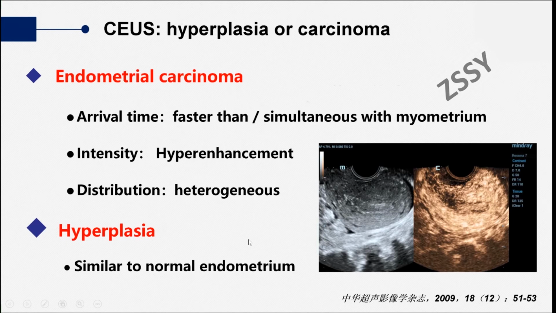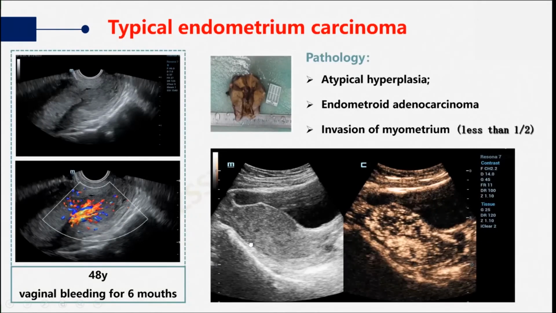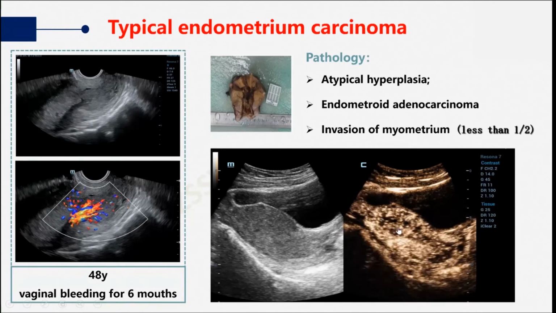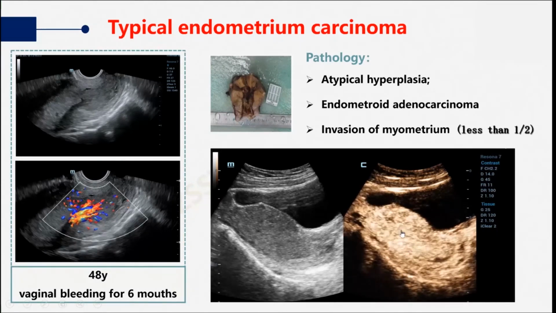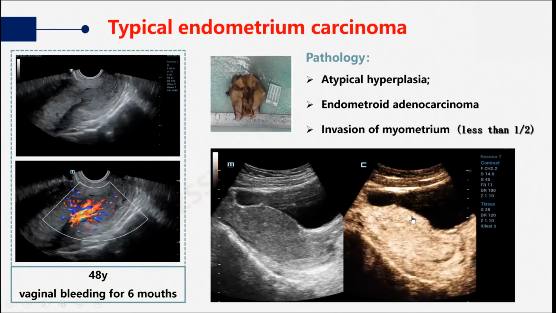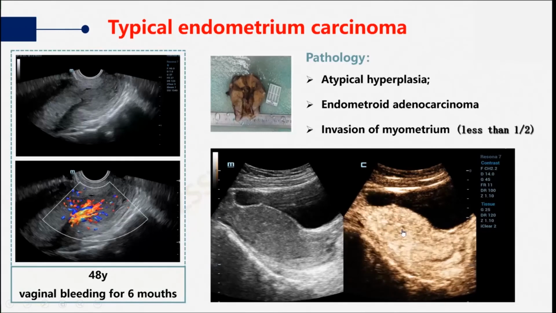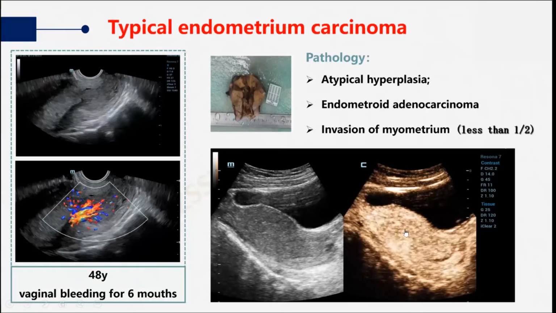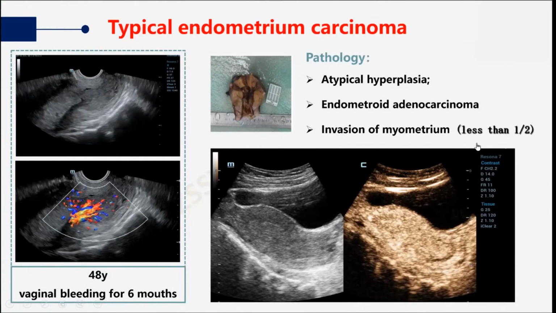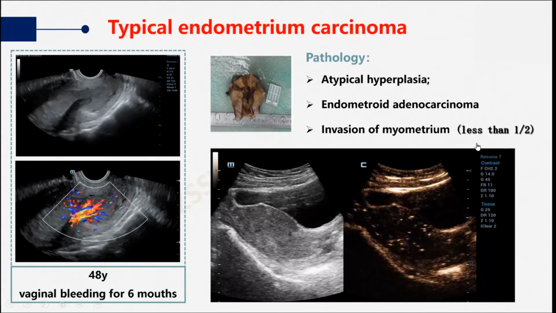Here is a typical endometrial carcinoma. Let's review again. The arrival time of the lesion shows that it is almost synchronized with the myometrium, and the signal intensity was also the same as the myometrium, which is also iso-enhancement. And here is the typical endometrial carcinoma.